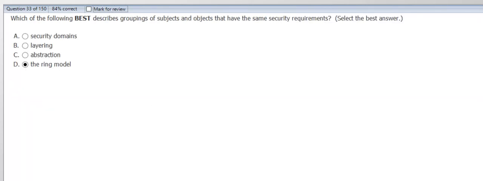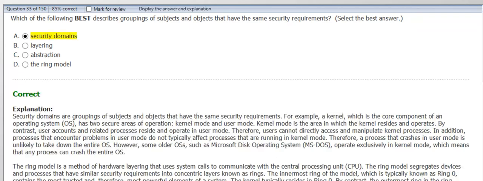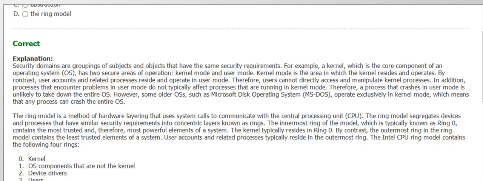Okay, let's see the next. Which of the following best describes groupings of subjects and objects which have the same security requirements? Is it security domains, layering, abstraction, or ring model? Okay, we'll choose security domains because they have the same security requirements. See the answer? Yes, security domains are used when they have the same security requirements.